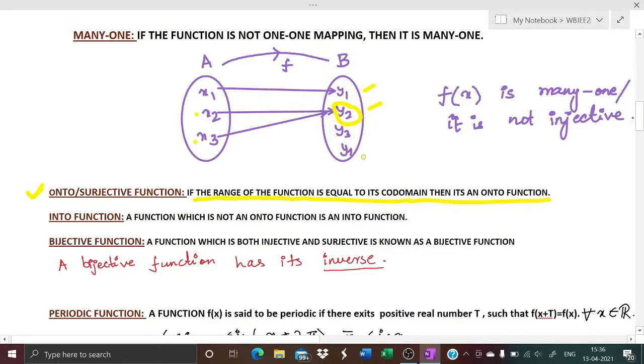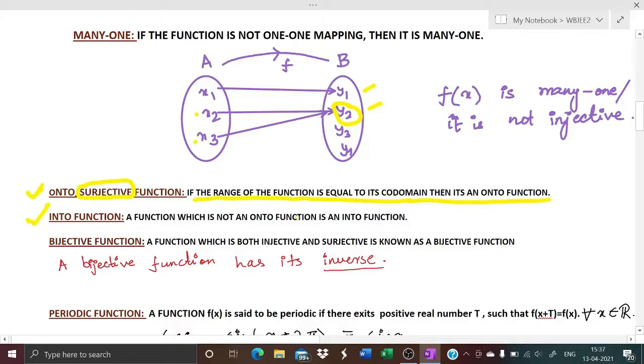So in this case, the range is not equal to the codomain, so this is not an onto function. But if your range comes out to be equal to the codomain, then your function is an onto or surjective function. Surjective, you have to know the term surjective because this is a mathematical term which will be used mostly in questions. Okay, fine. So next is into function.